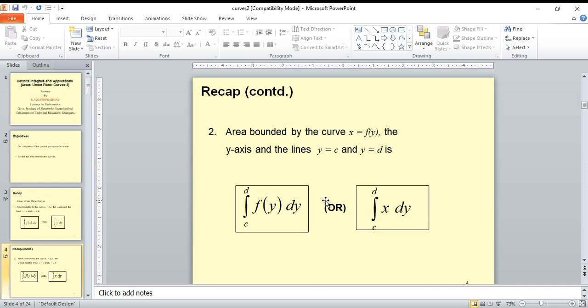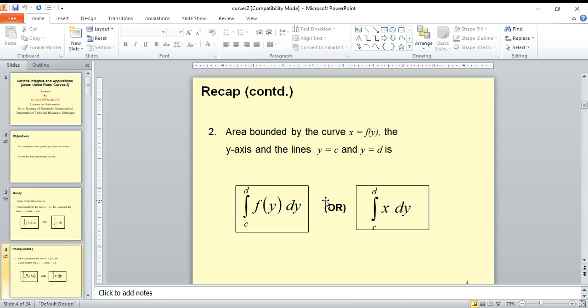area bounded by the curve x equal to f of y, the y-axis and the lines y equal to c and y equal to d. Area bounded by the curve x equal to f of y, the y-axis and the lines y equal to c and y equal to d is integration c to d f of y dy, or integration c to d x dy.